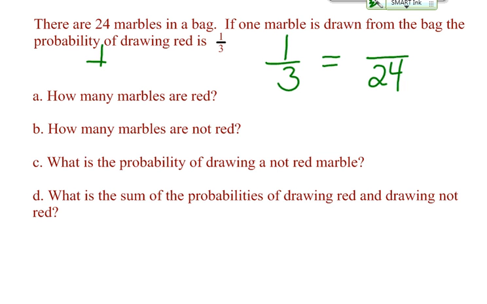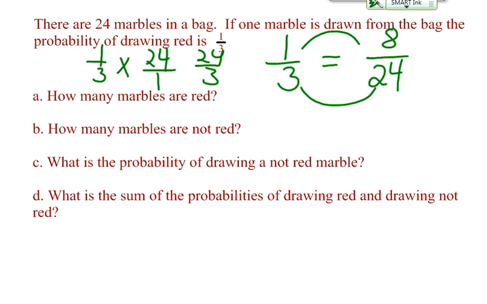We could just say 1/3 of 24. Or you could set it up like this and do some cross multiplication and dividing. How does 3 become 24? In the end, you're going to get the same answer. We see 3 becomes 24 by multiplying by 8, so that's going to be 8 over 24. Or if I were to do the multiplication, 1/3 times 24 is really 24 over 3, and 24 divided by 3 gives us 8. So how many marbles are red? That would be 8.